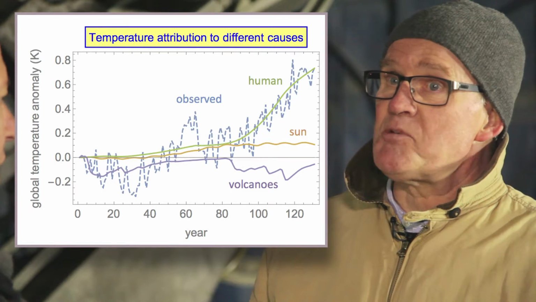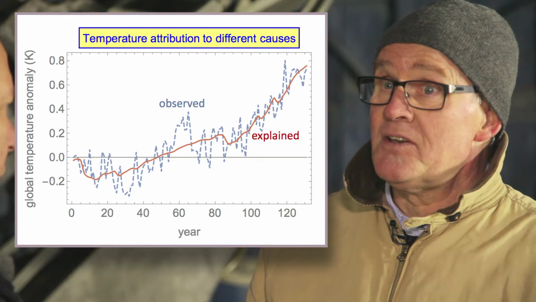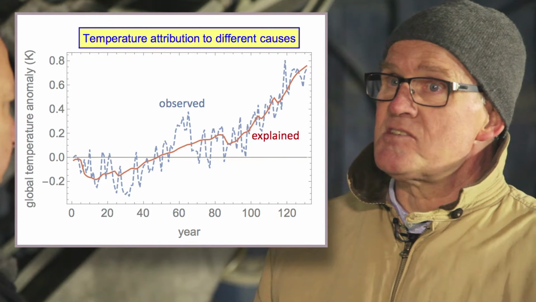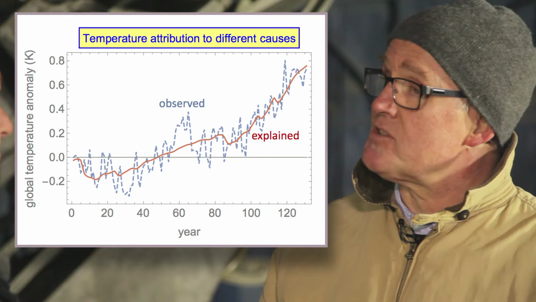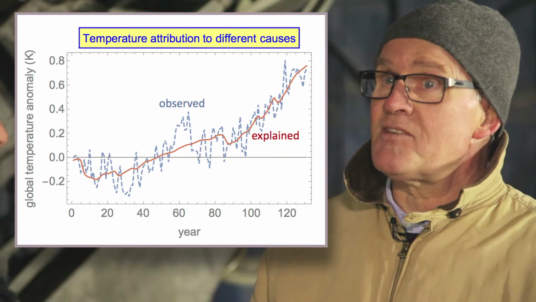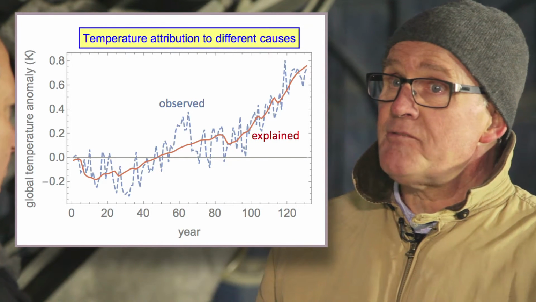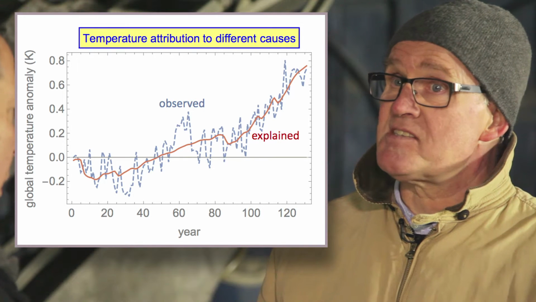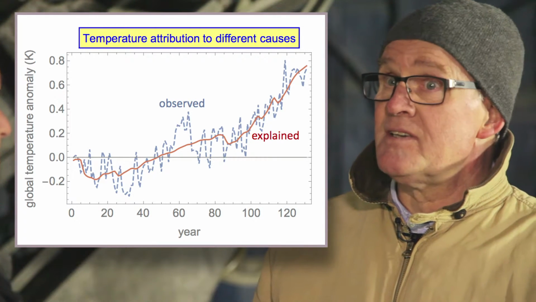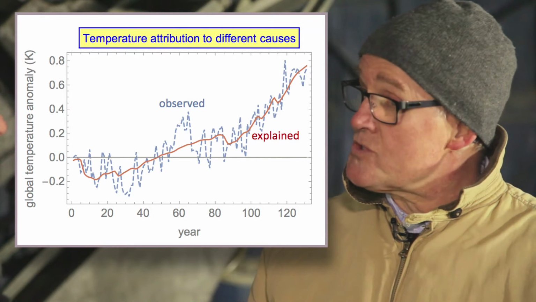The observed temperature signal is the weak gray line you see in the figure. The red curve is the total signal we find after summing all the fingerprints. It doesn't fit the observed temperature profile perfectly. The difference between the observed and the explained signal can be interpreted as variability that appears without any apparent cause.